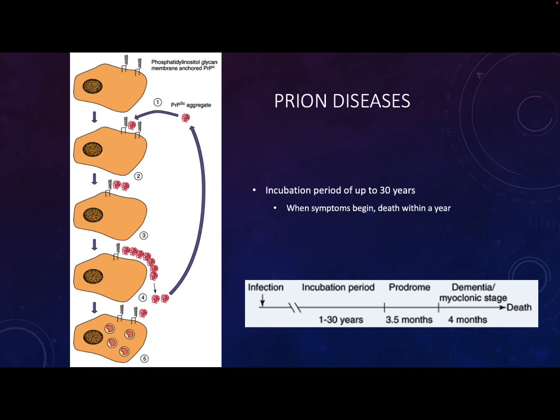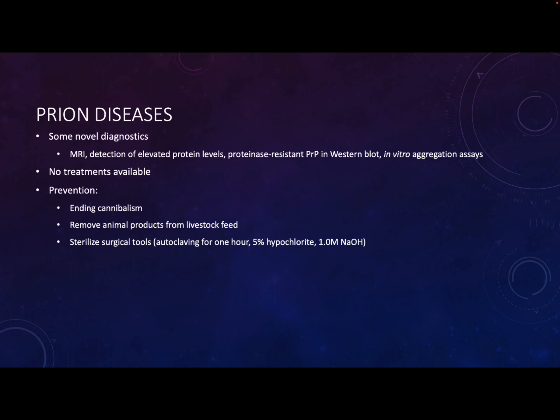So again, they're a little bit scary. There are some novel diagnostics that have been developed, modifications to MRI, looking for elevated levels of the PRP protein, but the best one is doing the Western blot. It's one of the easiest. You can also do in vitro aggregation assays. Can you get the protein to cause aggregation? Because if it aggregates like that, that means you have the bad form in there. So there are some options for diagnostics. But again, there are no treatments. It is a death sentence.